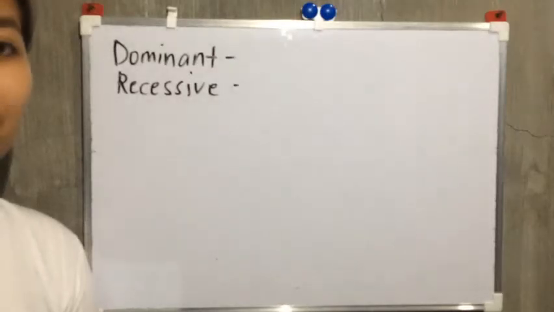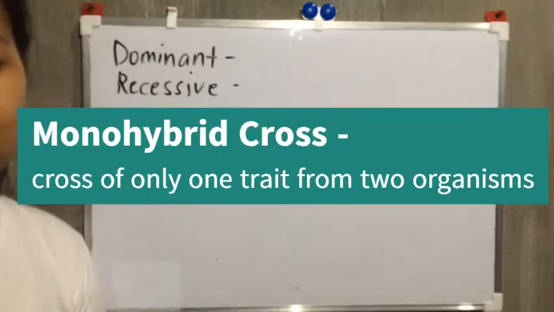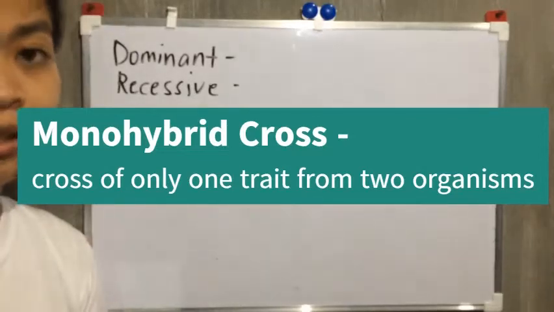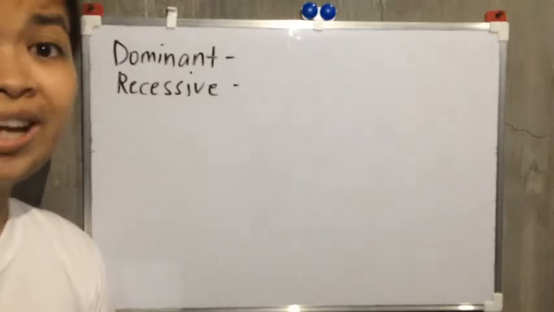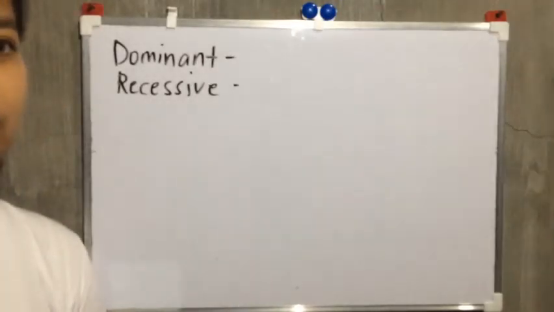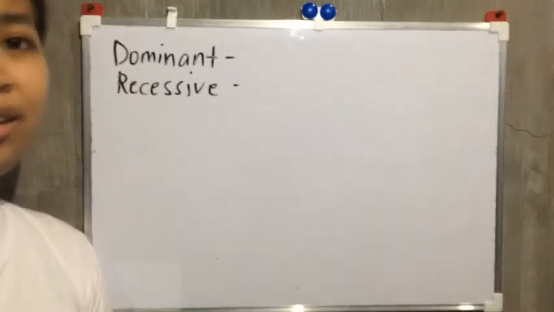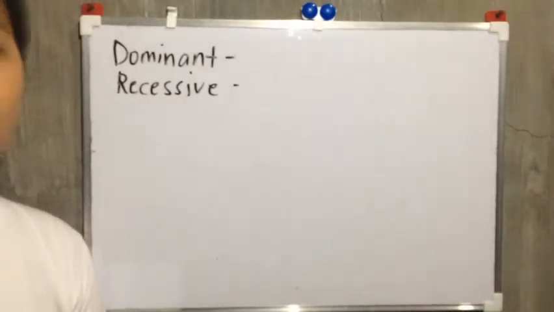Okay, so our topic is about monohybrid cross. A monohybrid cross is a cross of only one trait from two organisms. For example, a trait only for the eyes, the color of the eyes, it's one trait. Or, for example, the kind of hair, whether it's curly or straight. So we have here an example.